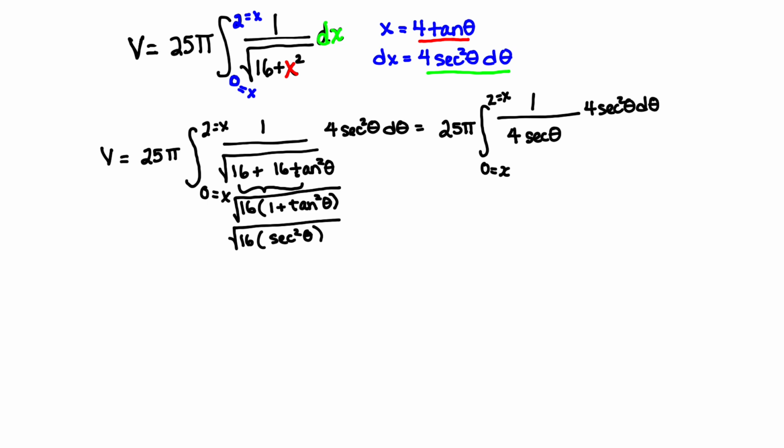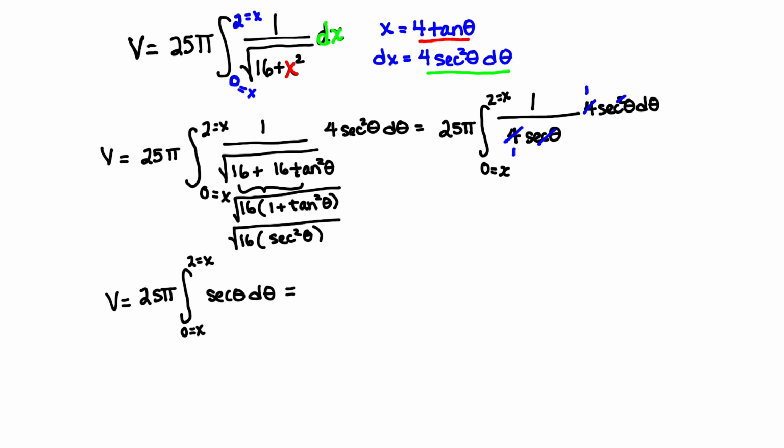Now we're getting somewhere. Alrighty, what can we do to simplify this integral? Well, we can cancel the 4's. We can cancel a secant theta. And so really the volume is just 25 pi times the integral from 0 to 2, both of those being x values, of just simply secant theta d theta.